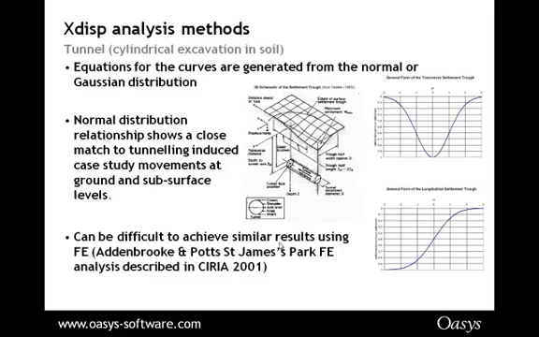So a recent paper by Adam, Brooks and Potts shows a specific study of St. James's Park and looks at results afterwards and compares FE analysis, for example, to empirical design and shows the accuracy of empirical design in this case. And it's also described in Sirivachiraporn 2001.